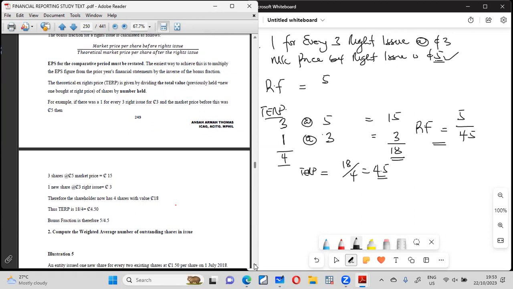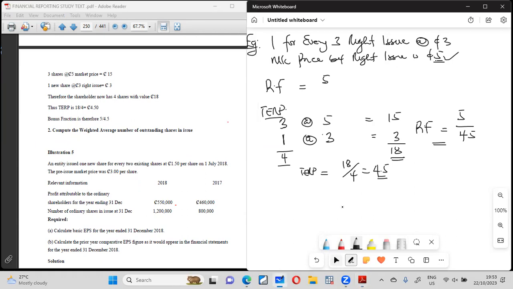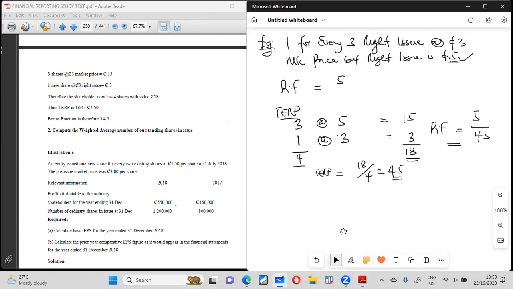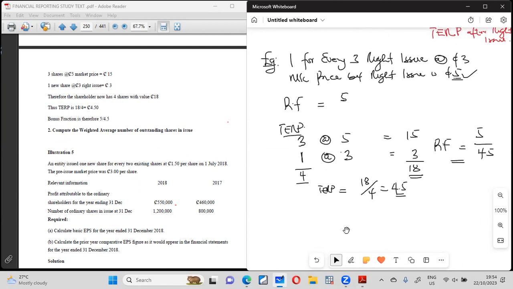All right, so this one, the illustration 5 that you see. I want you to look at this carefully because we are going to apply it now. Just take your time and look at it carefully. If you have any question, just ask me before we go into the illustration. Take your time and look at it.